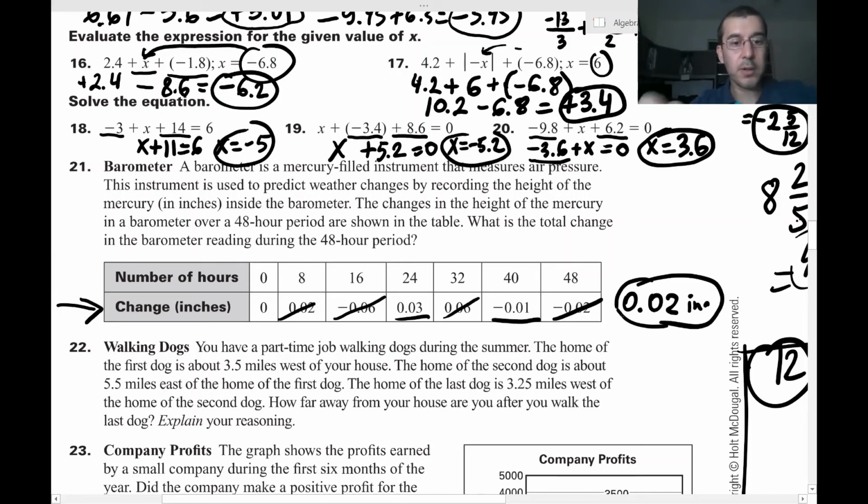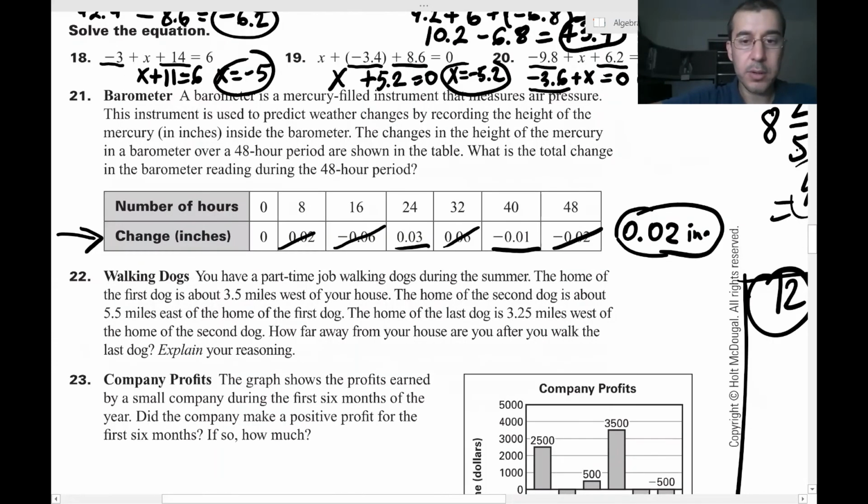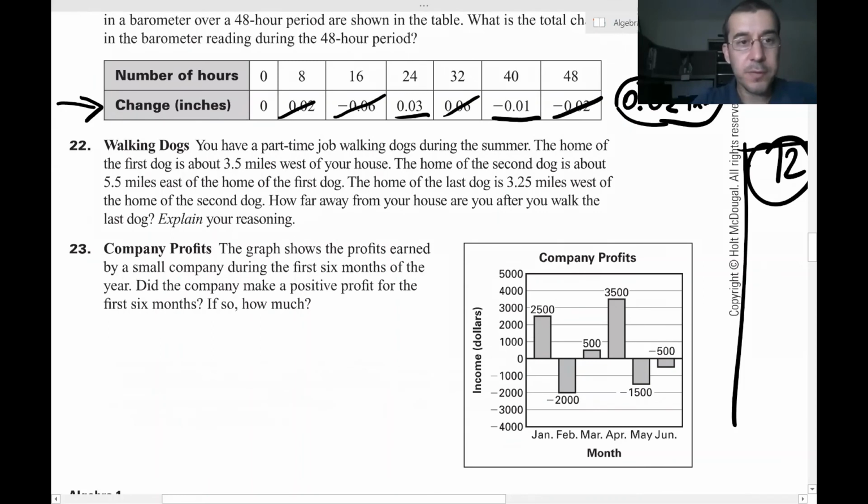22, walking dogs. You have a part-time job walking dogs during the summer. The home of the first dog is about 3.5 miles west of your house. So 3.5 miles west. The home of the second dog is about 5.5 miles east. So you go east now. This is 3.5 and then 5.5. So you need two more.